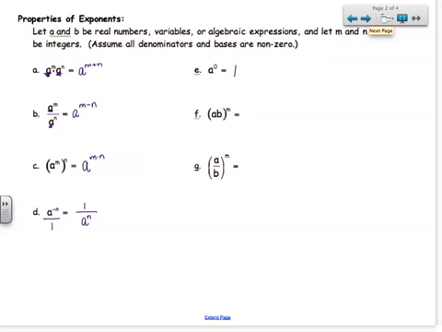In this next one, we're looking at having more than one number or variable expression raised to a power. So we're going to raise both of those to the power. So this turns into a to the m times b to the m. And when we're dividing, it's the same thing. We're going to get a to the m over b to the m. You need to make sure you raise both of those parts of the expression to the mth power. So let's look at some practice with these.